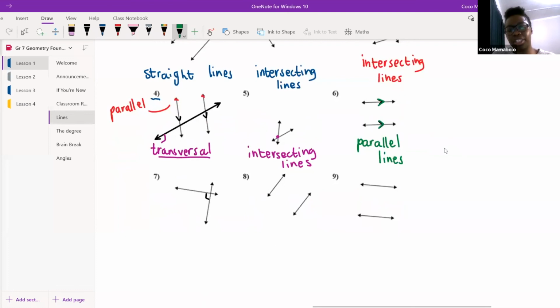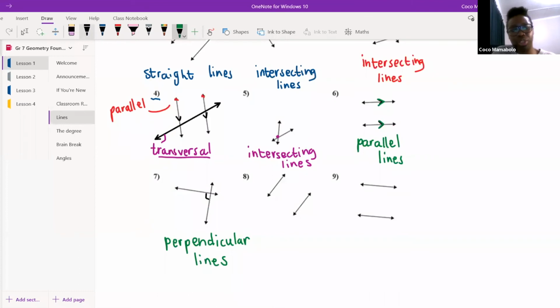What is 7? What do we know about 7? It's a perpendicular line. Perpendicular line. Oh, excellent. I'm liking how you said it so well. How many lines are there? It's not just one. It's 2 lines. Good. So I have to say perpendicular lines with an S. How do I know that it's perpendicular, Monde? Because it has a right angle.